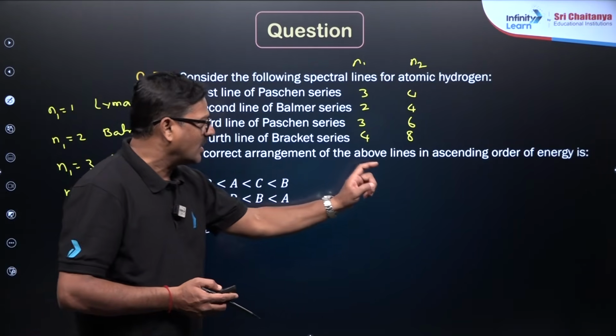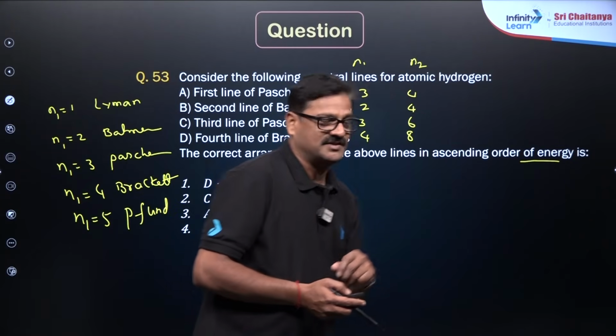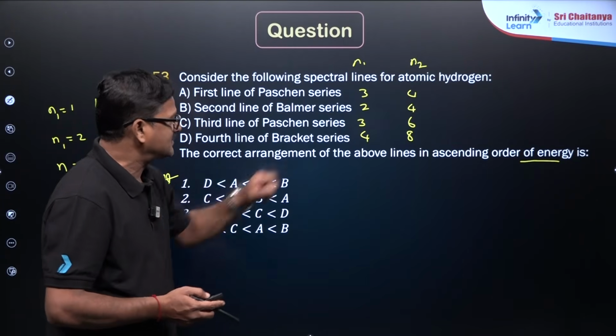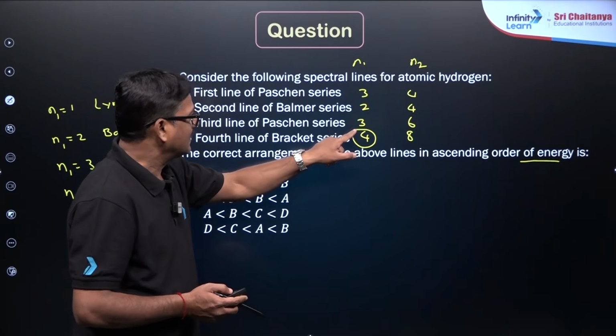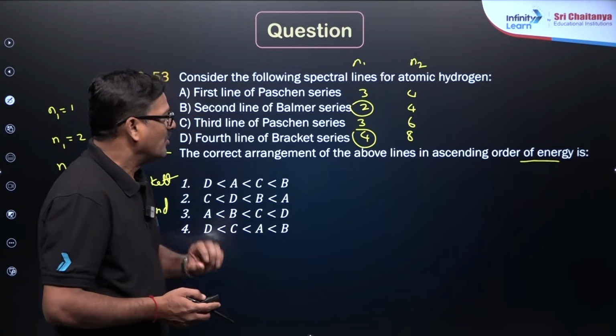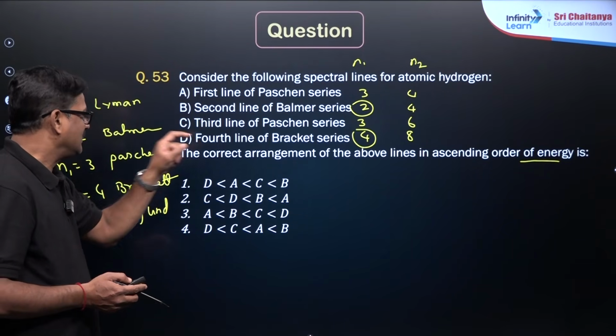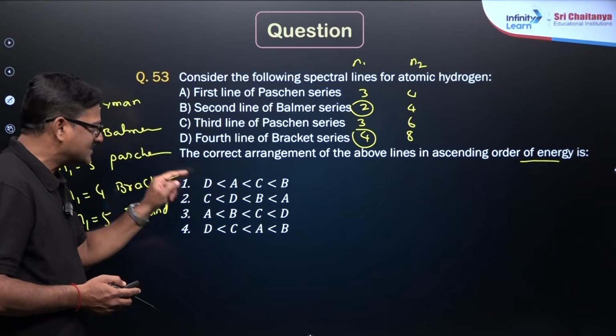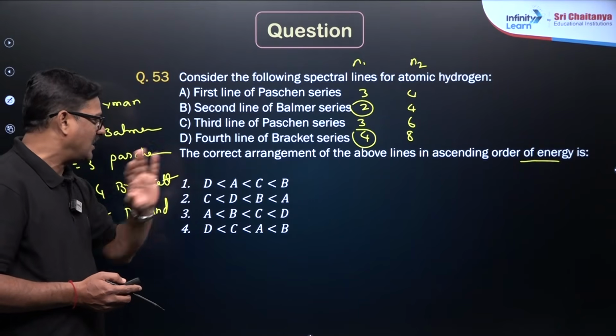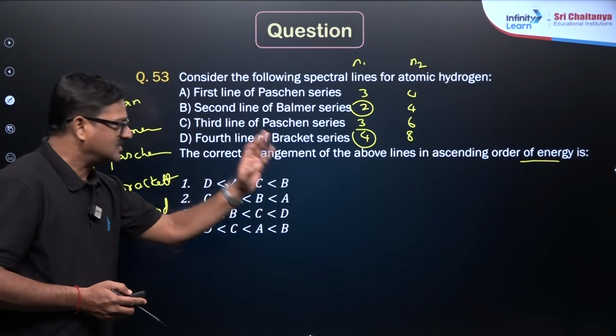Correct order of the above lines in ascending order of the energies. So this is the less, fourth one is the less, and second one is the highest. Based on that, it is said to be A, B, C, D. D is going to be the least energy and B is going to be the highest energy.